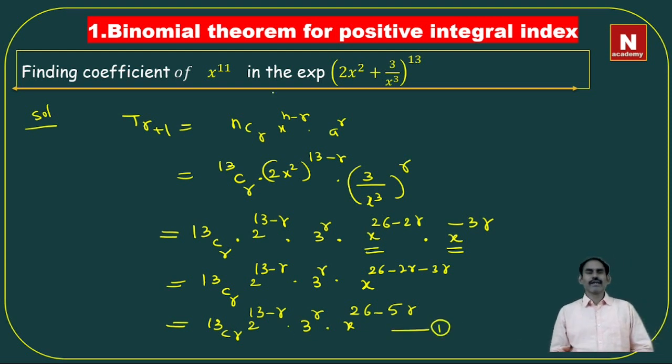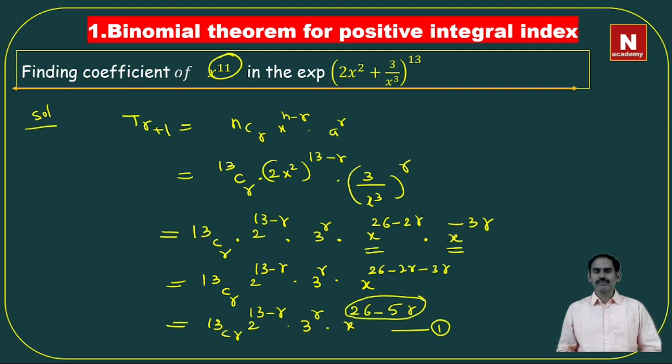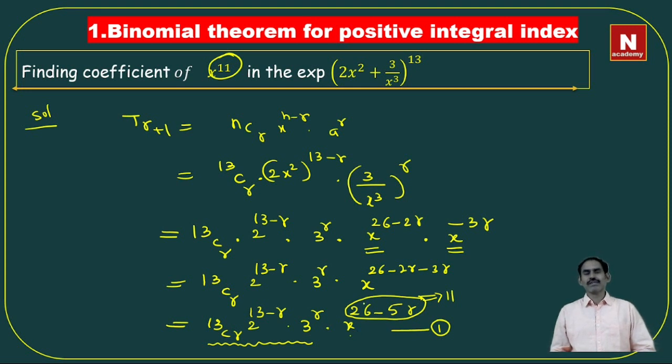Here we have to find the coefficient of x^11. This is an important step. To get the coefficient of x^11, we have to equate this power to 11. If the power is 11, then the rest of the term completely will be the coefficient of x^11. That's why, to get the coefficient of x^11, we are equating 26 minus 5r equal to 11.